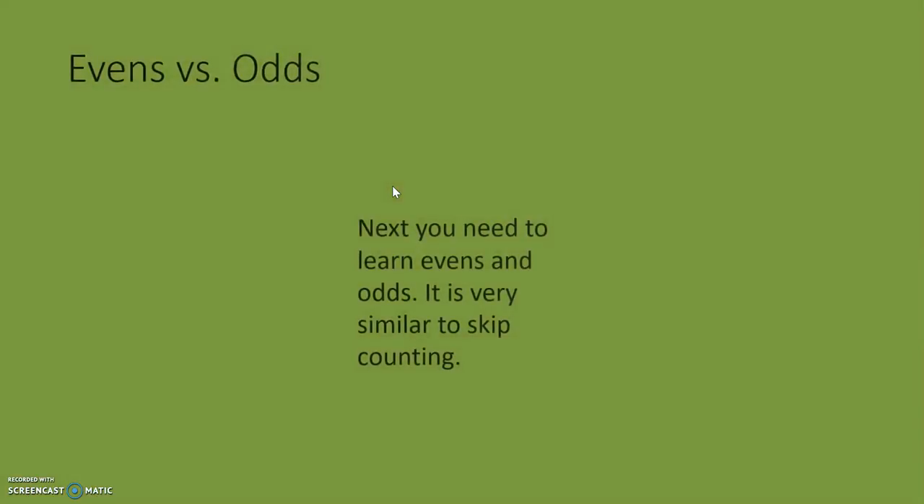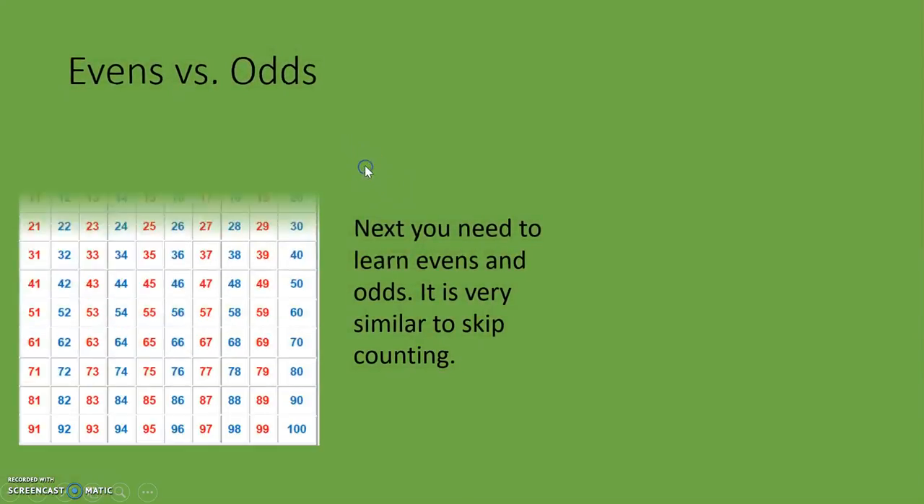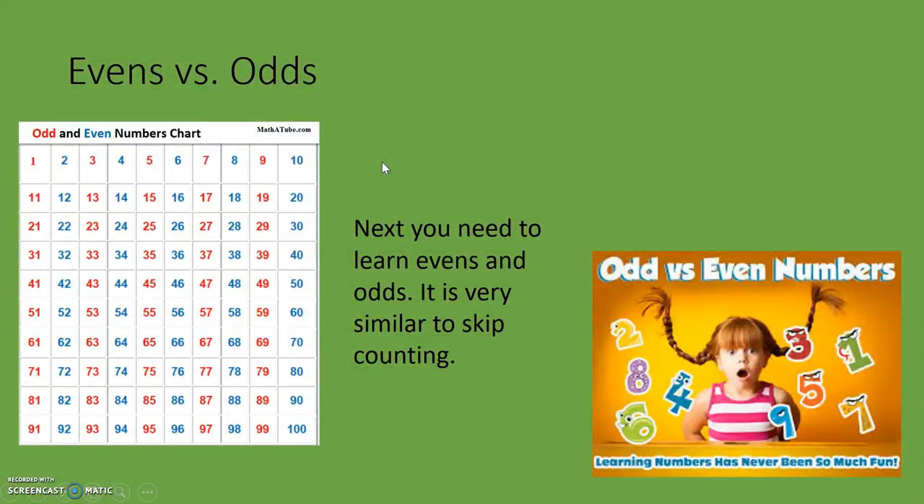The next thing you need to learn is evens versus odds. So here are some pictures. Here's a chart over here saying evens and odds. It's kind of like skip counting, kind of not. Odd numbers, they are every other number like skip counting, but odd numbers are 1, 3, 5, 7, 9, and even numbers are 2, 4, 6, 8. Evens are blue and odds are red.